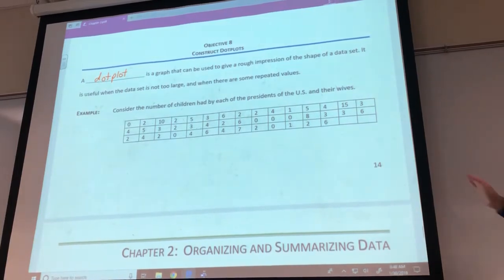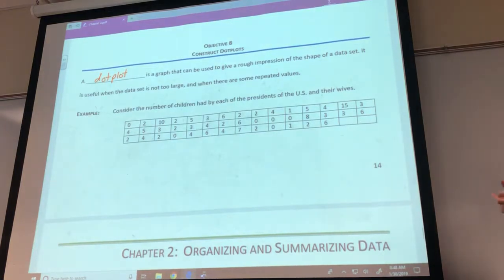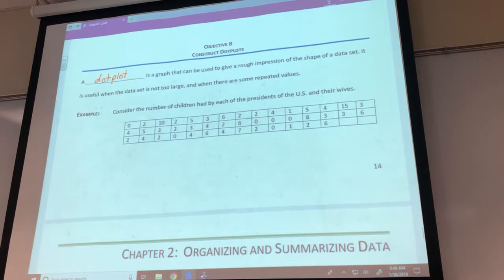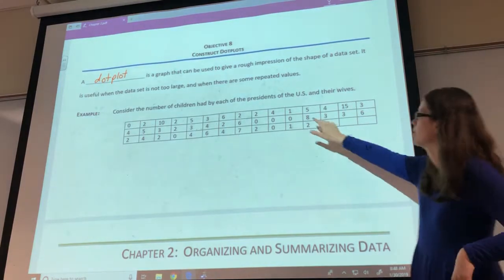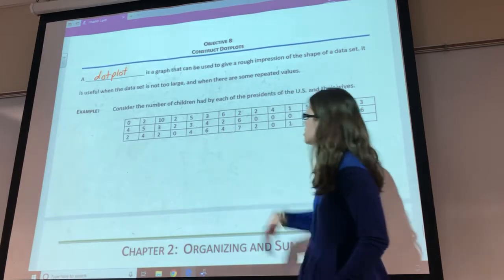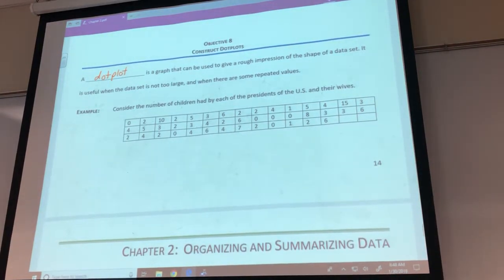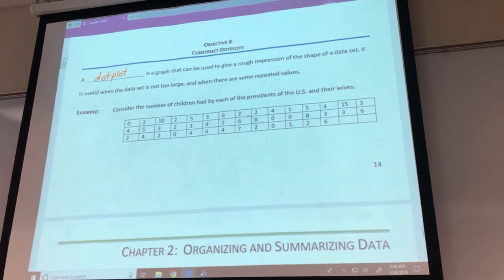So if we look at the number of children had by each of the presidents of the U.S. and their wives, they're all whole numbers, and we've got a lot of repetition. You can see here we've got a whole bunch of zeros, a couple ones, some twos floating around, a couple sixes. So since there's a lot of repetition going on, a dot plot would be a good idea for this one.